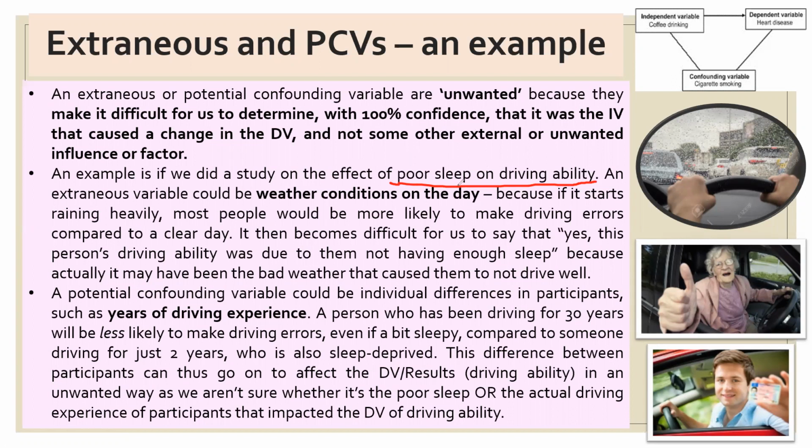Okay, so hopefully you were able to identify that the IV would be poor sleep and the DV would be driving ability. And I'll tell you why. Driving ability here is what we're measuring for change. It's the behavior or phenomenon that we're measuring for change. Poor sleep, on the other hand, is the phenomenon that we are manipulating. It's what we're basically changing in the experiment to have some effect on the DV. So poor sleep obviously can affect driving ability, but it's not the only factor that affects driving ability.